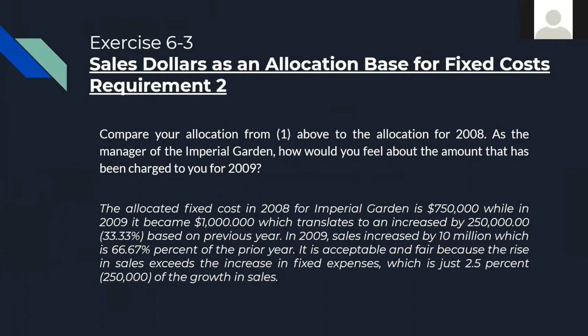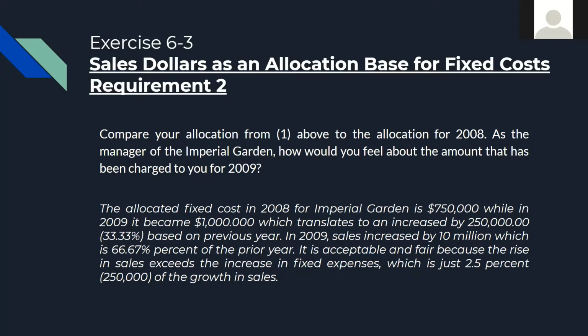For the number 2 requirement, you have to compare your allocation from one above to the allocation for 2008. In order to know what I should feel if I will be the manager of the Imperial Garden, I should know the difference of the fixed cost in the previous year, 2008 versus 2009. And likewise, the sales in 2008 versus 2009.